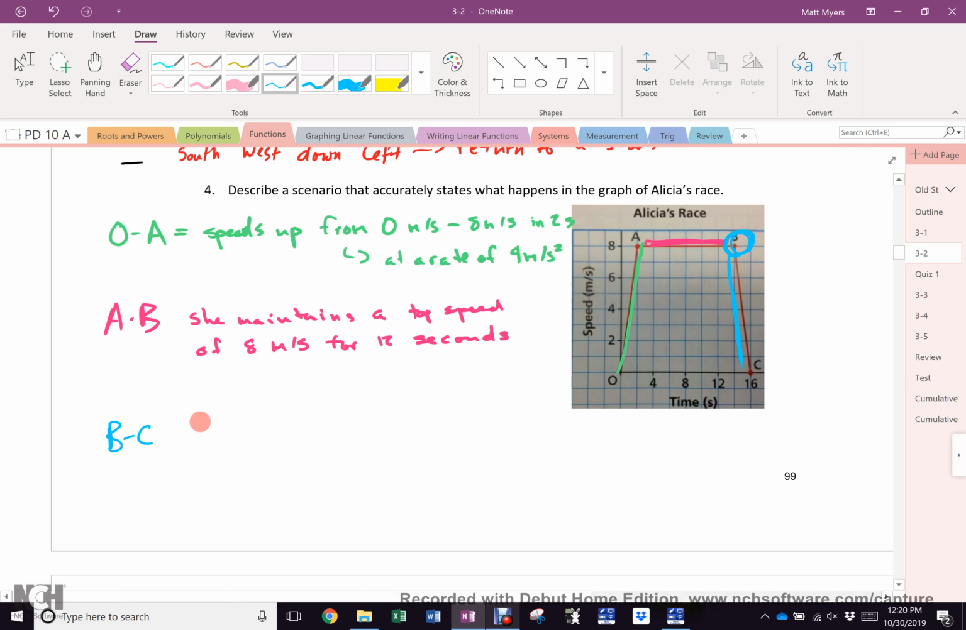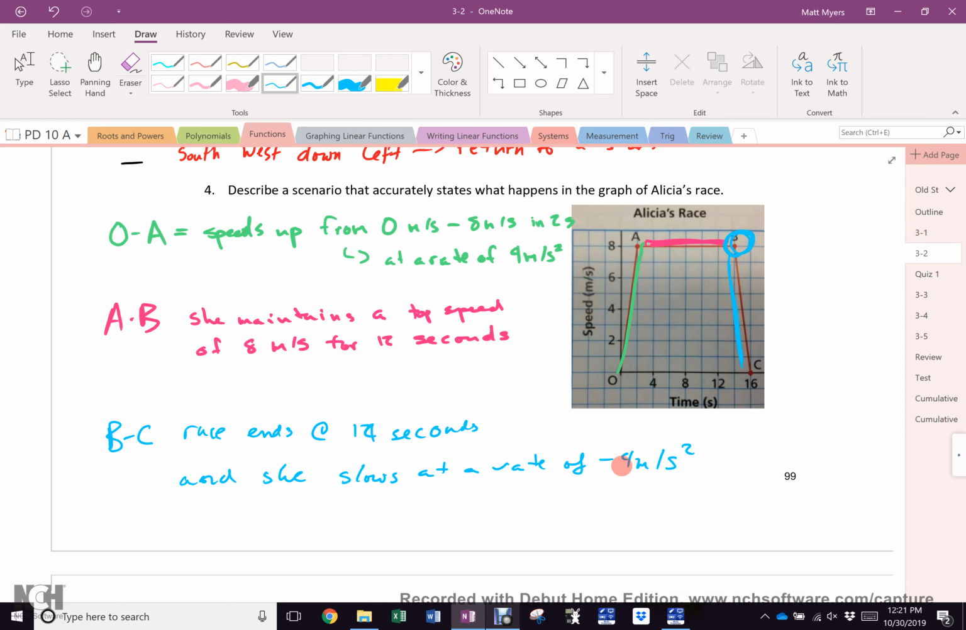All right, so B to C, race ends at what? At 12. No, it was 14 seconds. And she slows at a rate of -4 meters per second squared. Cool? Now, all regular people call that deceleration. Your physics teachers will not agree. They will get mad at you if you say deceleration. They will want you to say negative acceleration.